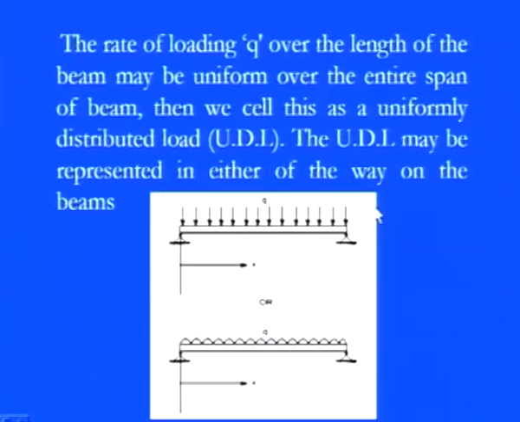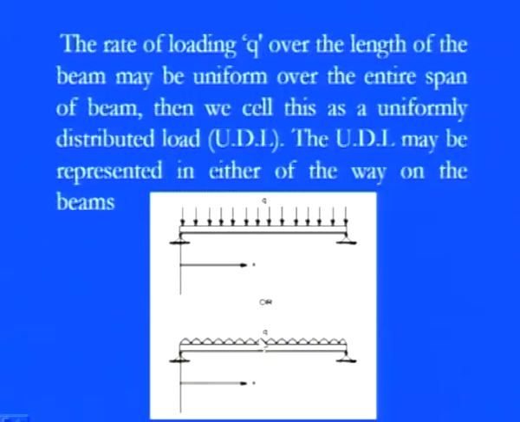But if we take the rate of loading q, our length of a beam may be uniform if we take the entire span of a beam. That means in this figure, if we take the simply supported beam, the whole area of the beam is affected by this q load. So this q is now applied on the entire span of the beam. Either we can represent it by point loads, or we can say this load is spreading all across the length of the beam.